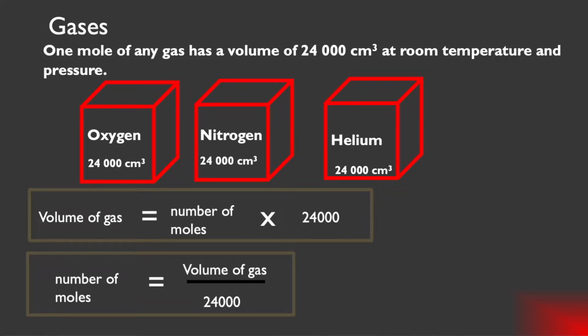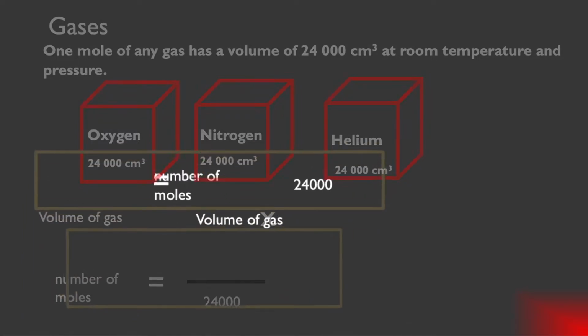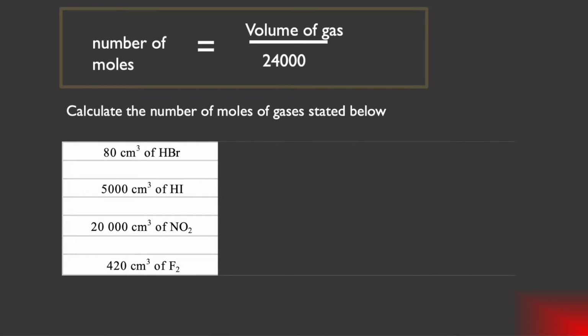And so from that we can generate these equations, which are worth knowing. The volume of gas is the number of moles times 24,000. Our number of moles is volume divided by 24,000, and that's always in centimeters cubed. So let's use that equation now and do some questions. So have a go at doing those. Just watch to make sure we're using the correct units.